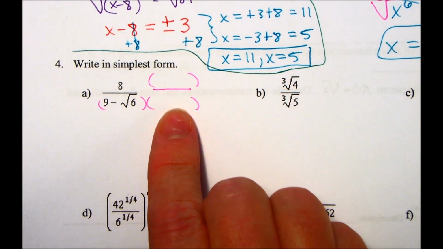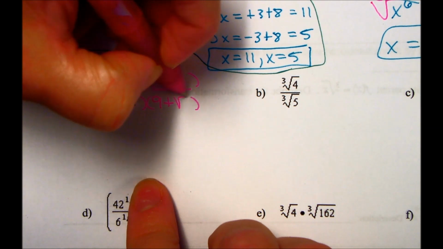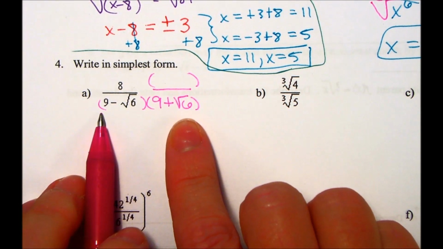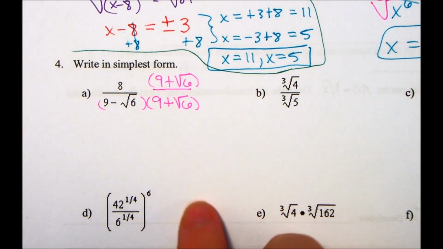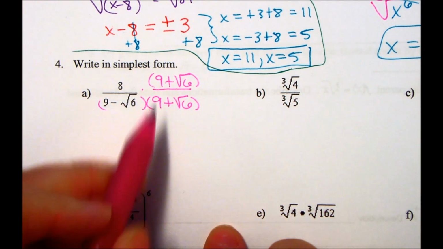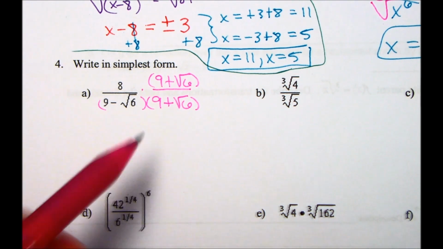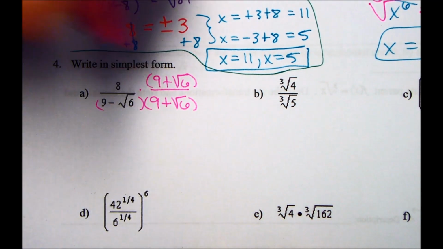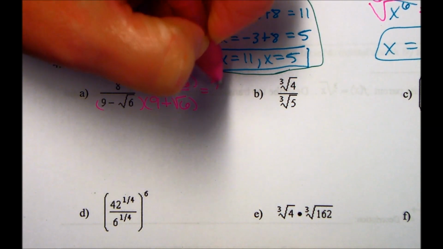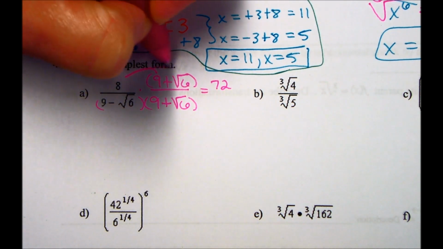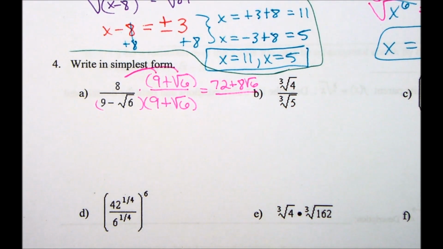So the conjugate of 9 minus the square root of 6 is actually 9 plus the square root of 6. So it looks exactly the same, except your signs are opposite. But we have to do that to the top and the bottom, because technically we're multiplying by 1, and anything divided by itself is 1. So we're multiplying by something equivalent to 1 so that we can get the radical out of the denominator. So in the numerator, that 8 times that 9 will equal 72, and then the 8 times the square root of 6 will just be plus 8 square root of 6.